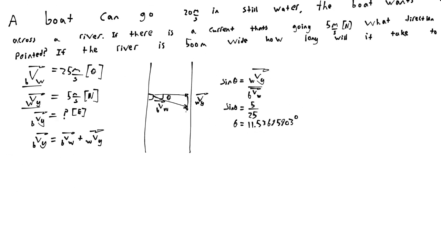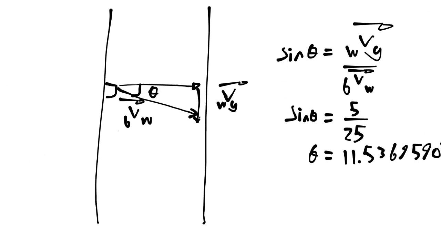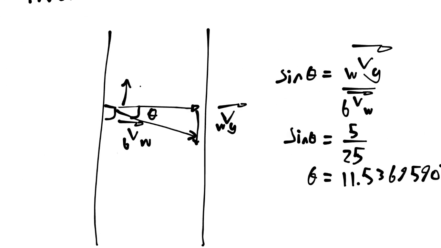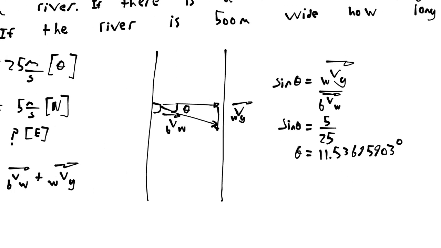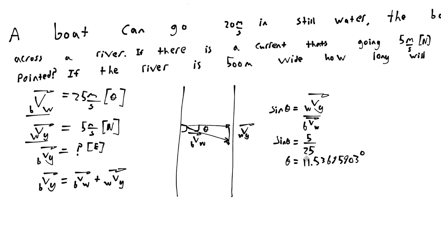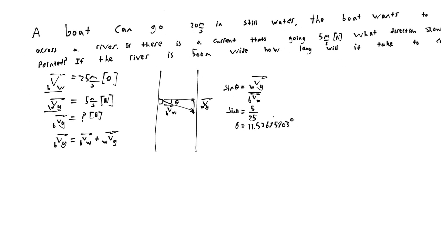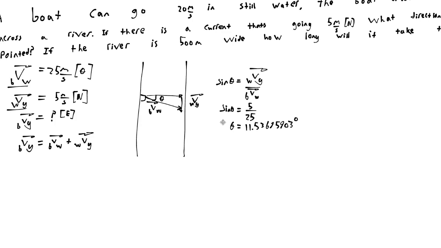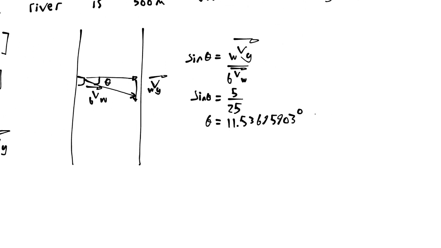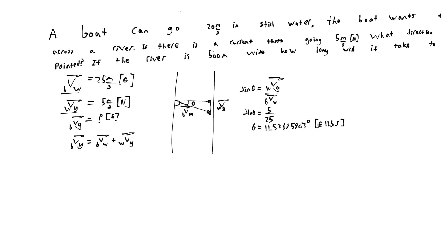So yeah, you want the opposite because it needs to cancel out with the push that's up here, right? So it has to go downwards a little bit to cancel out with it. Anyways, that should be the angle you get. And now you're going to want to say also the direction: it's 11.53 degrees, but it is east. So it's east 11.5 degrees south, right? Which all makes sense.